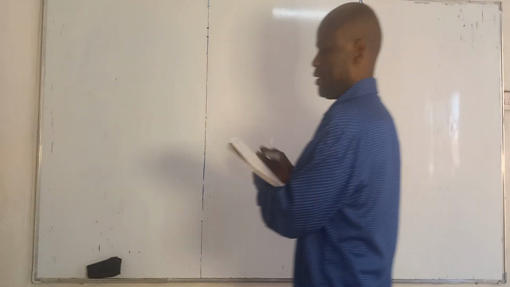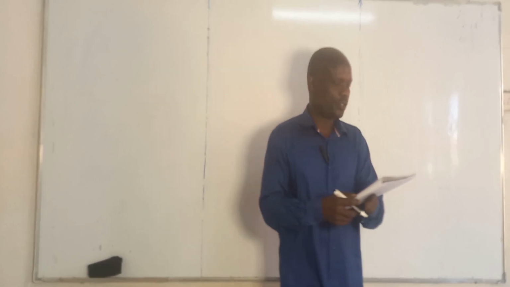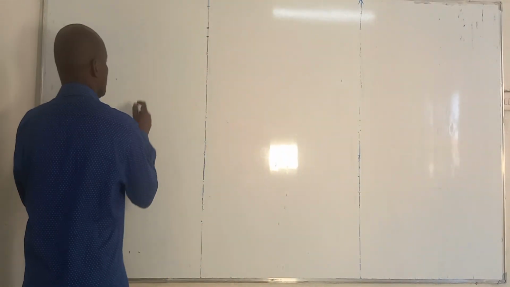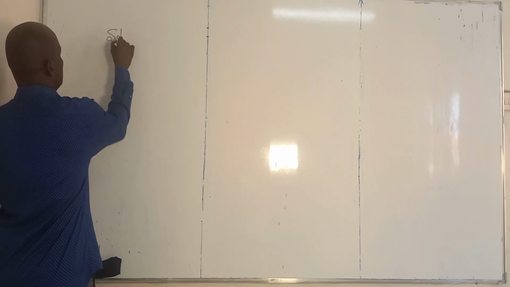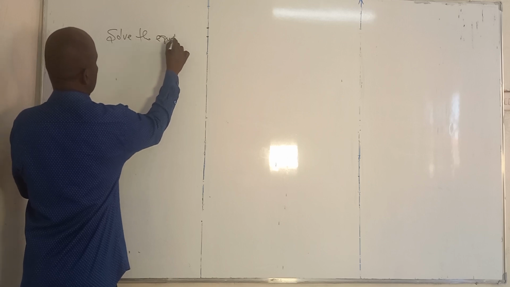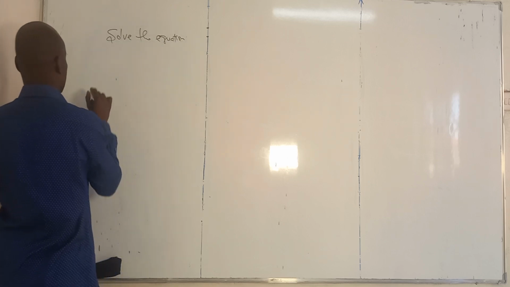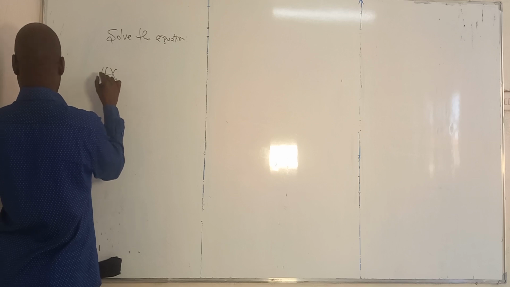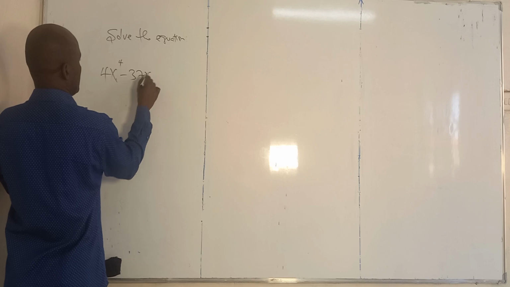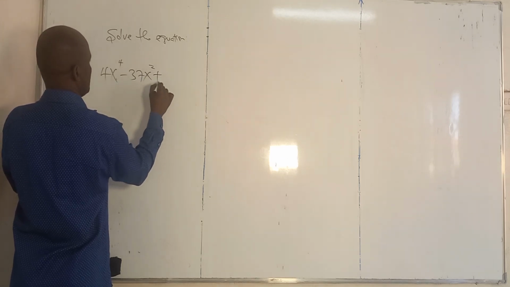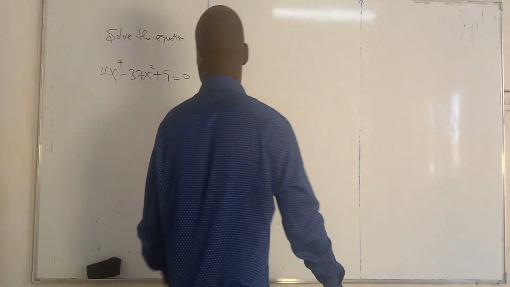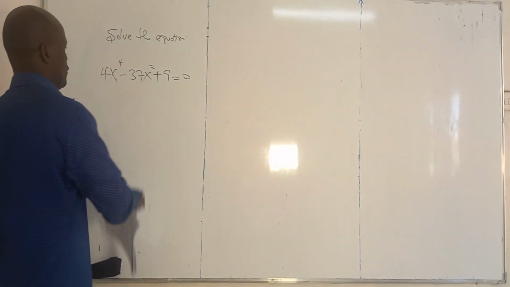Well, let's look at a more complex quadratic equation. Solve the equation 4x raised to power 4 minus 37x squared plus 9 is equal to 0. So we have to solve for the value of x.